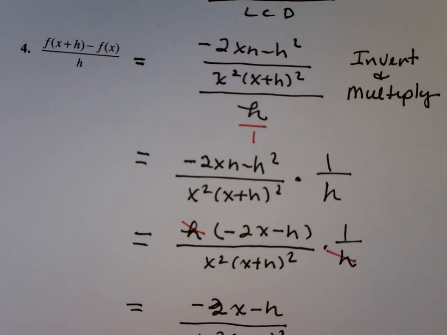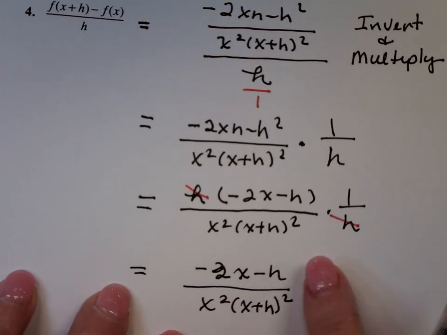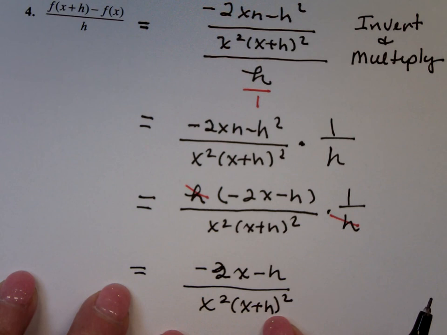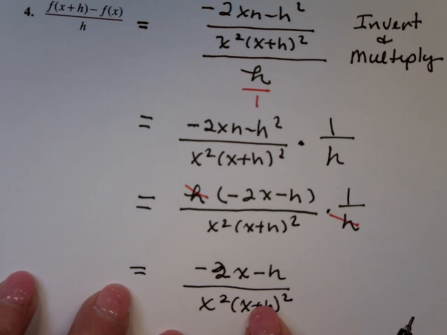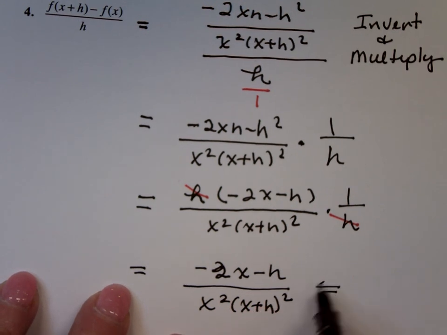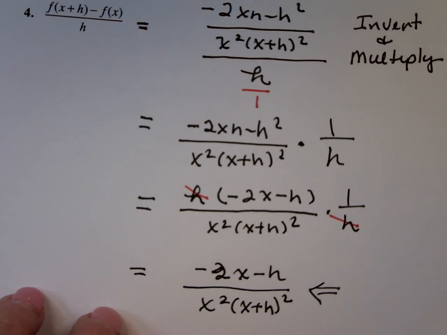Now if I set h equal to 0, I'd have 2x in the numerator, and in the denominator I'd have x squared times x squared, or x to the 4th. I would no longer be dividing by 0. And that would be the slope of the line between any 2 points on 1 over x squared.